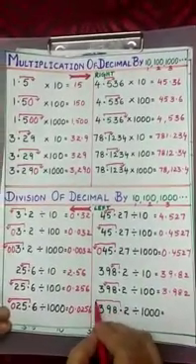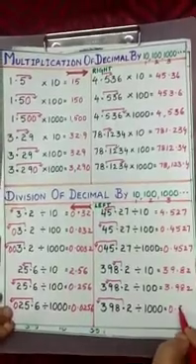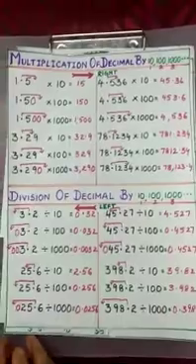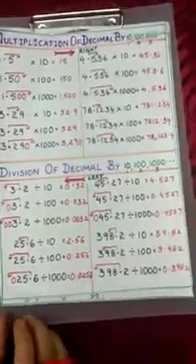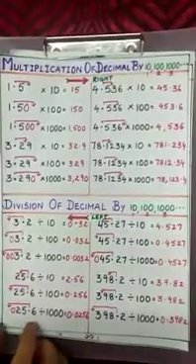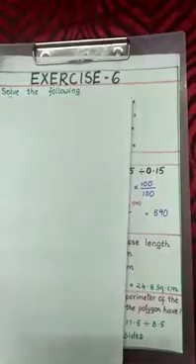Now shift the decimal before three places. We get as a quotient 0.3982. So this is the way we can easily do the multiplication of decimal numbers and the division of decimal numbers by 10, 100, 1000 and so on. Now let us solve some exercise sums here.